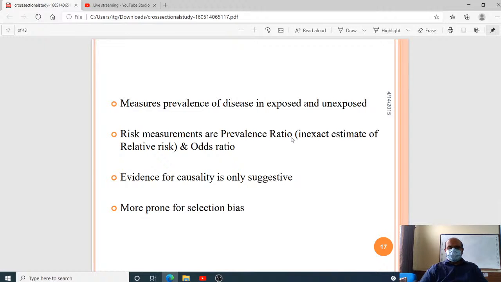It measures the prevalence of the disease in exposed and unexposed. It measures risk measurements and prevalence ratio. It gives an inexact estimate of relative risk or odds ratio.